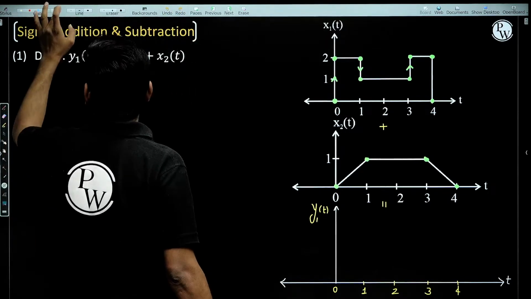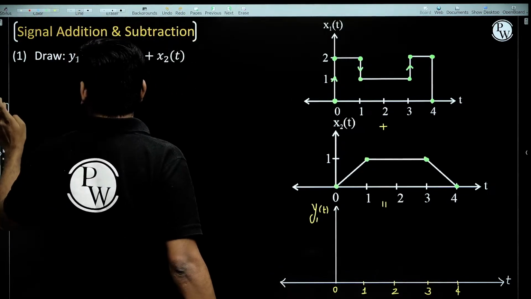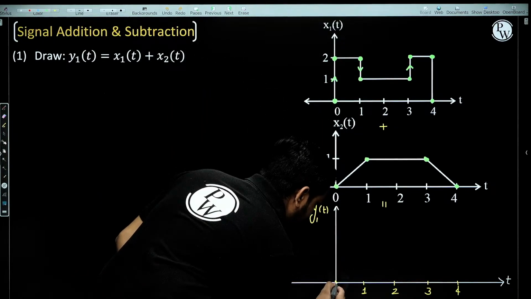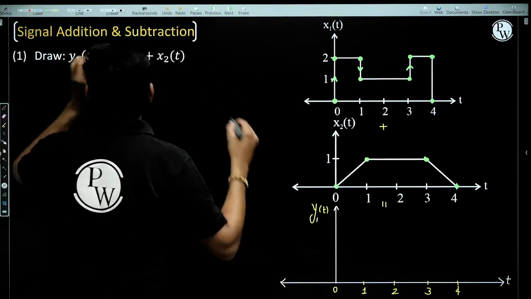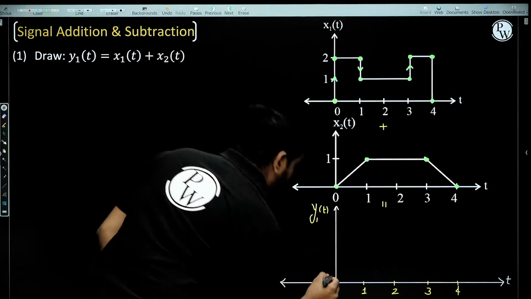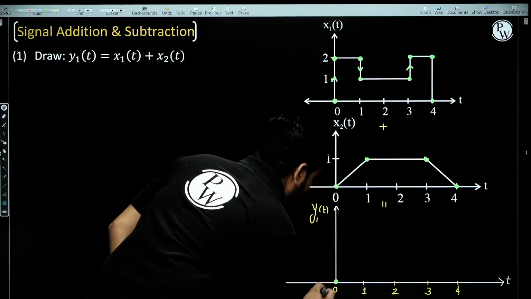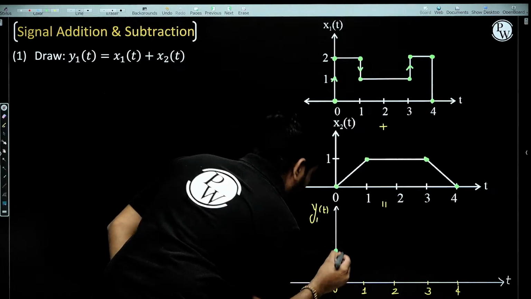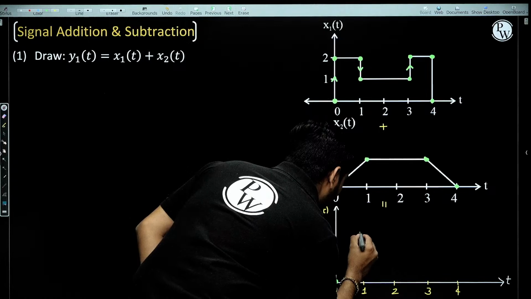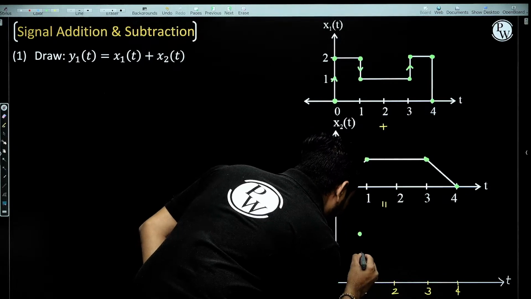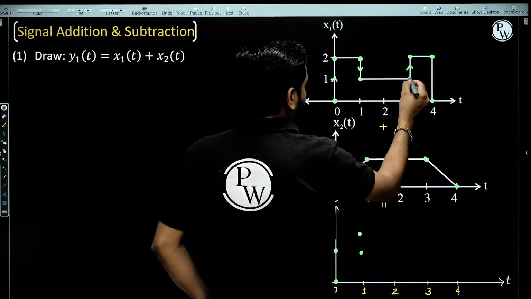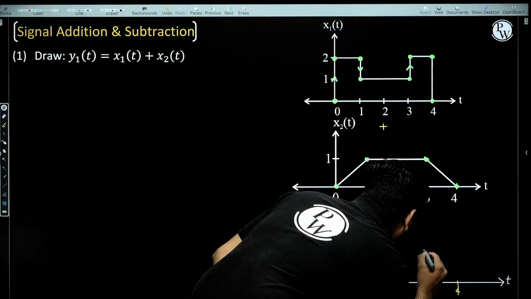Okay, so here it is. At the first point, 0 plus 0 is 0, guys. Again 0 plus 0 is 0. Then next, the amplitude is 2, guys. At t equal to 1, 2 plus 1 we got 3, then we got again 2, guys.